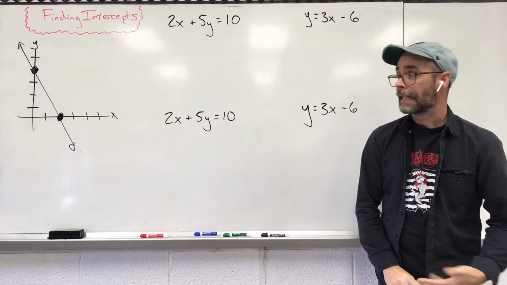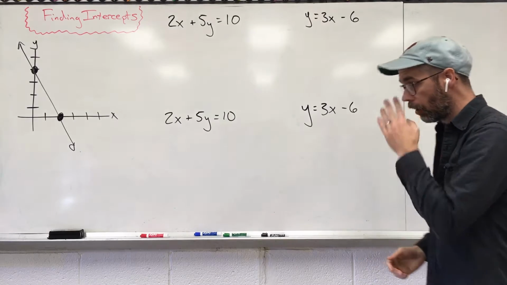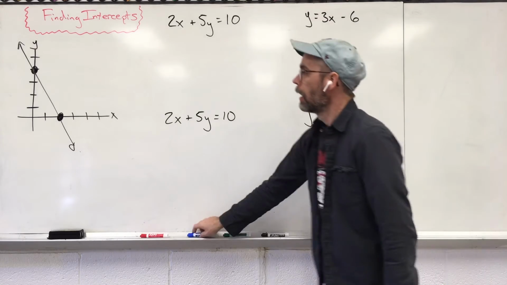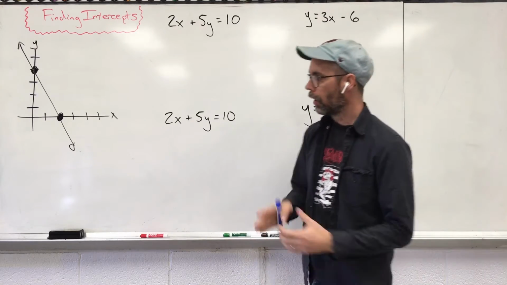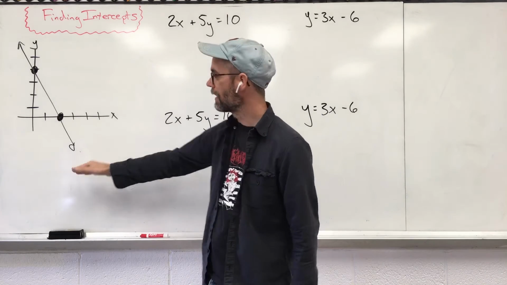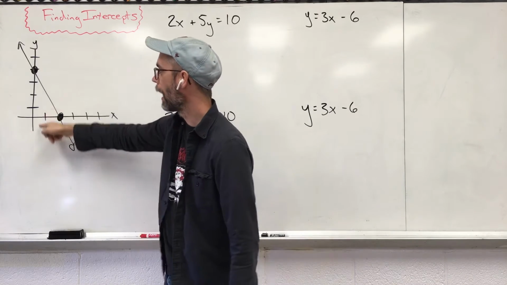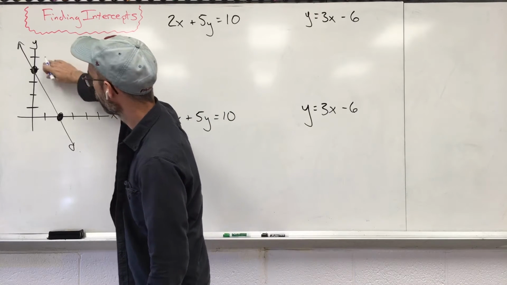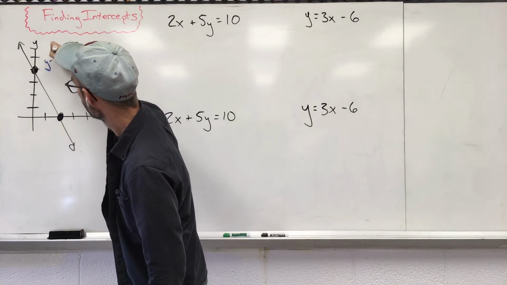Today we're going to look at finding x and y intercepts with linear equations. So an intercept is where our line crosses either the x-axis or the y-axis. Our y-intercept happens on the y-axis.